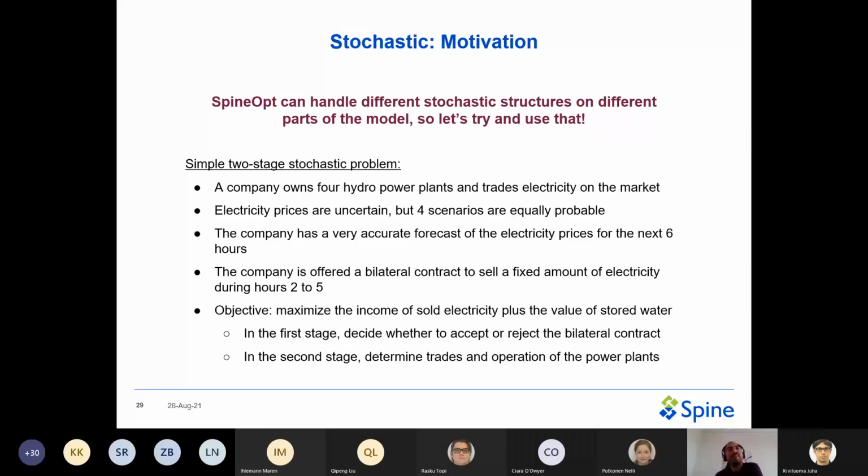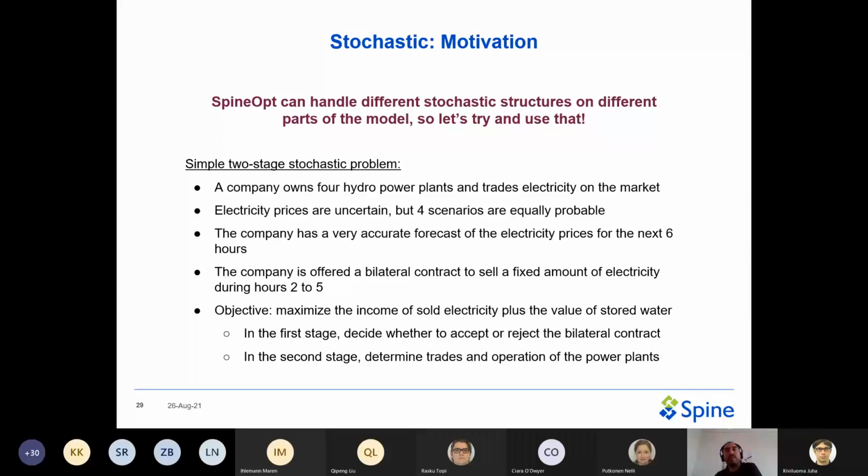And the interesting thing is that the company is offered a bilateral contract to sell a fixed amount of electricity during 4 of these next 6 hours, so hours 2 to 5. And the objective here is to maximize the income of electricity plus the value of stored water, so the value of the water that is left in all 4 reservoirs at the end of the 6 hours.